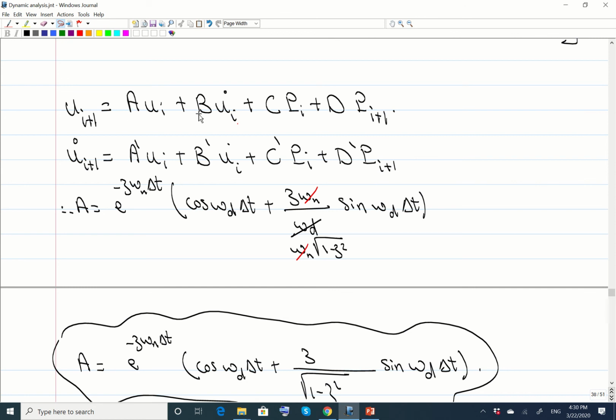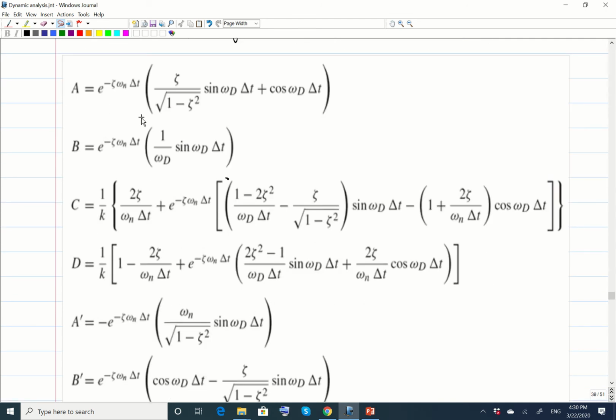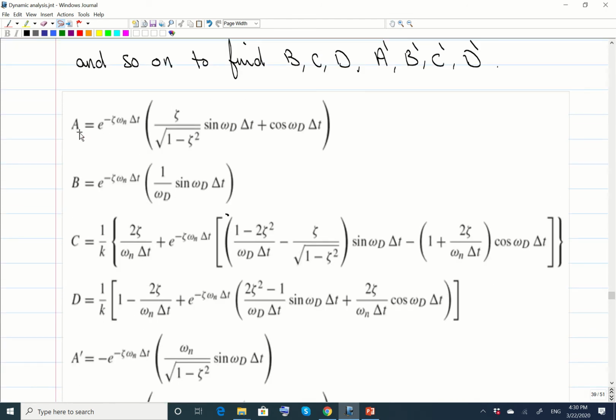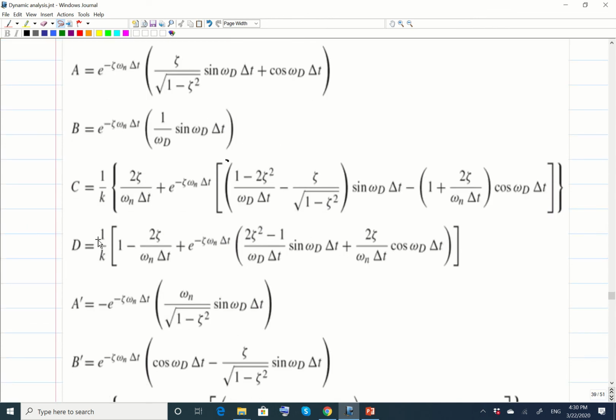How much are a, b, c, d, a prime, b prime, c prime, d prime? You don't have to memorize those. They are in the textbook. What are those factors? They depend on zeta, the damping ratio, omega n, the natural frequency of the structure, delta t, the sampling step, and omega d. Those are all the things that you need over here.